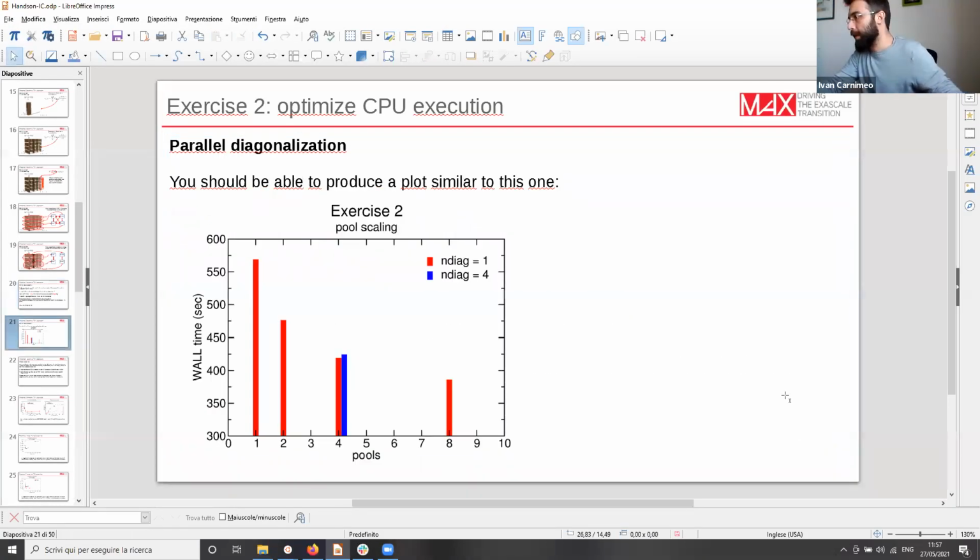You have time. The hands-on finishes at 12:30, but you will have access to the machines on which you are running. You can run calculations until 1:30. So you will have 1 hour more to run calculations. So I suggest now to go directly to the GPU part, and if you want, you can do the exercise after, at the end of the hands-on, because you will have 1 hour more.